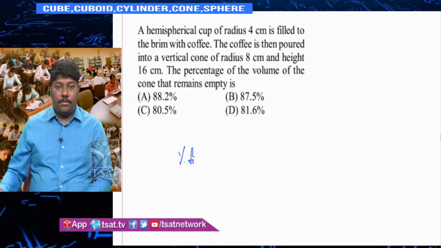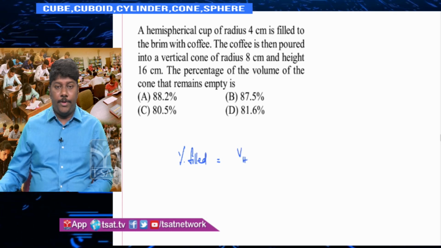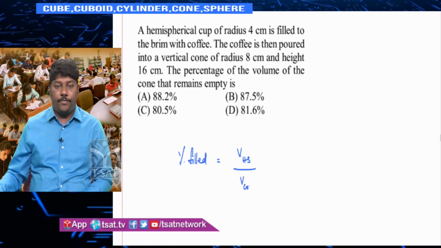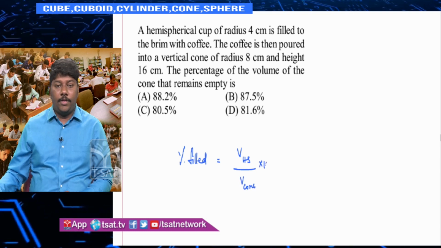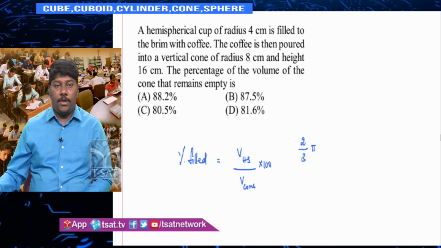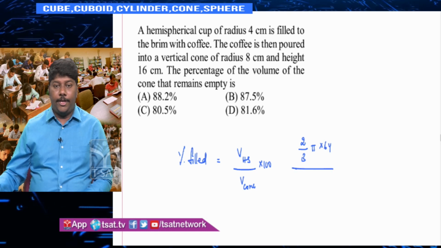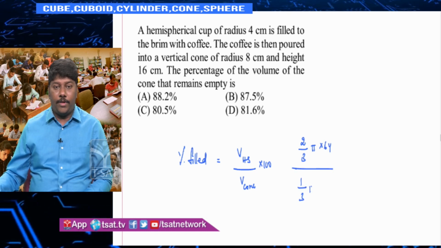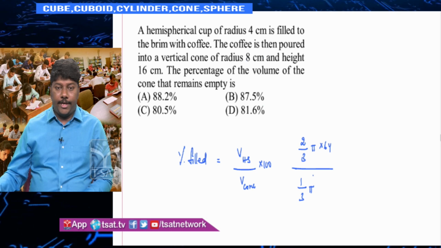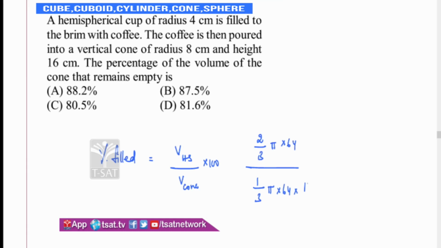Percentage filled is equal to, in the numerator, the volume of the hemisphere, in the denominator, the volume of the cone, because you are filling the cone by using a hemisphere. So the volume of the hemisphere is 2/3 of pi r cube. R is 4, therefore it is 4 cube, 64, divided by 1/3 of pi r square. Radius is 8, therefore 64. Height is 16, into 100.